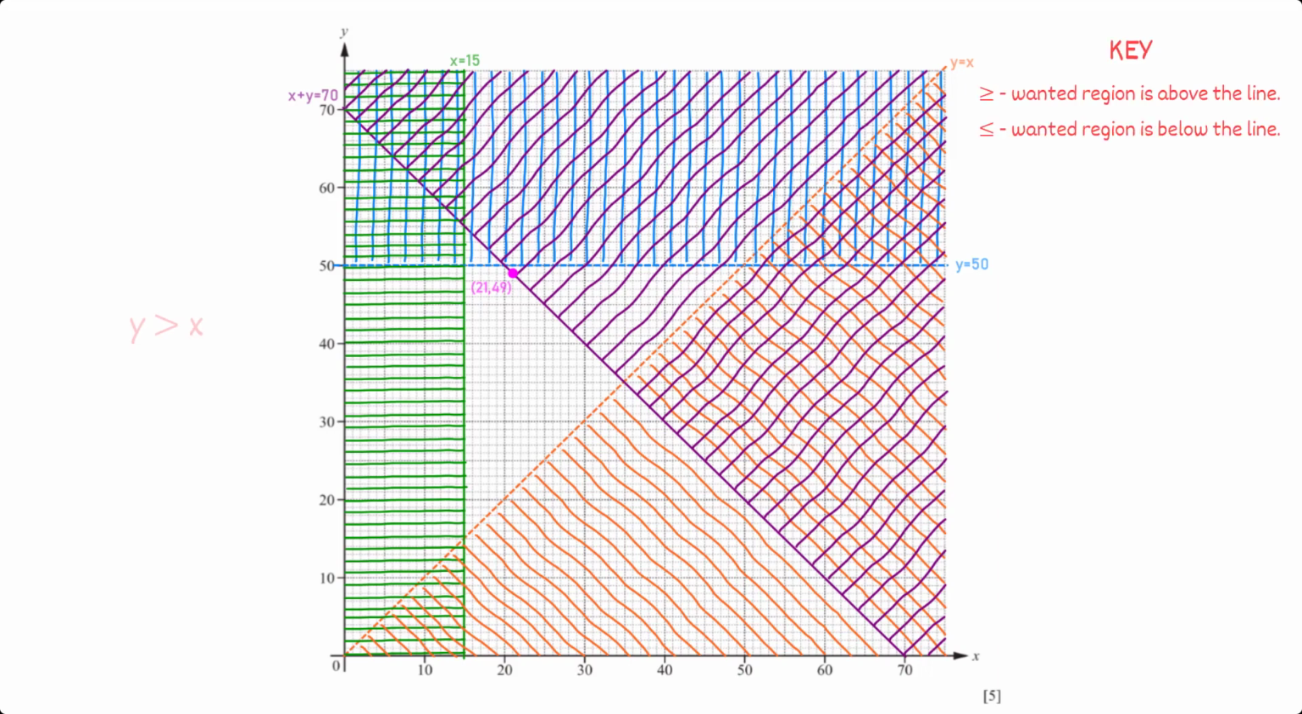For the first inequality, y is greater than x, the region above the line y equals x is wanted, and so we shade the region below the line. For x is greater than or equal to 15, the region above the line x equals 15 is wanted, and so we shade the region below the line or to the left of the line. For y is less than 50, the region below the line is wanted, and so we shade the region above the line. For x plus y is less than or equal to 70, the region below the line is wanted, and so we shade the region above the line.